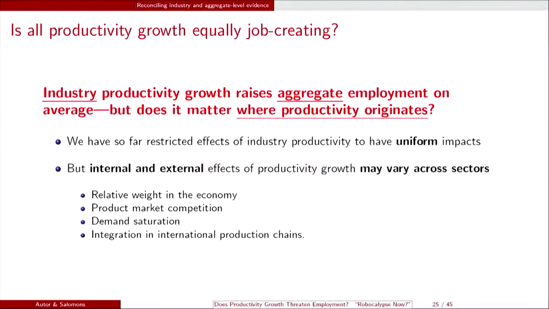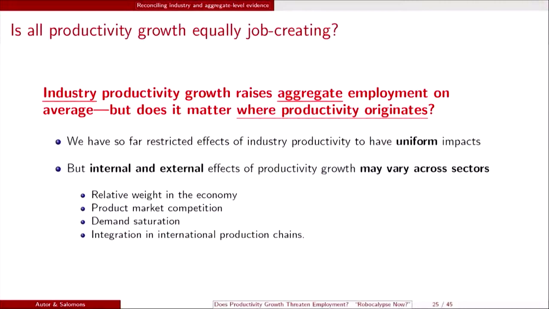Now, that seems like good news, but you might say, well, it's pretty aggregate. You know, doesn't it matter where the productivity growth takes place? Is all productivity growth equal? Should I be equally happy about mining versus restaurants versus healthcare? And you would think that the spillovers and the direct effects would vary across sectors. They would. One is, if a sector is a larger piece of the economy, productivity growth there frees more income for consumption. Product market competition may differ, so the price effects may differ, and therefore the spillovers. Also, international integration and production chains may mean that productivity growth in services has different effects from productivity growth in traded sectors.